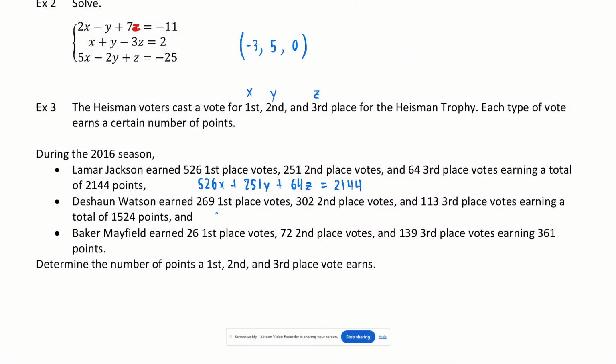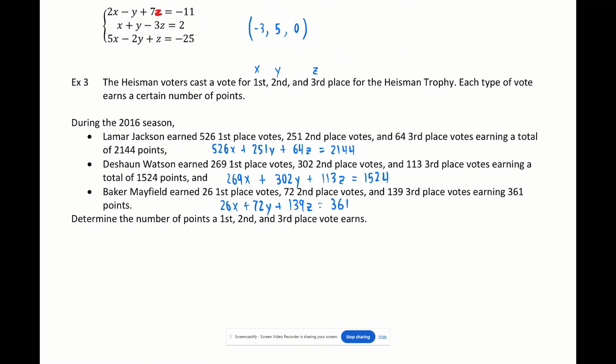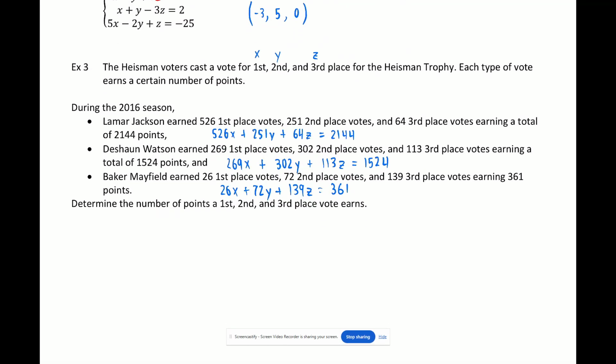Deshaun Watson, he had 269 X's, first place, plus he had 302 second places, Y's, plus he had 113 Z's, and that gave him a total of 1,524 points. Lastly, you've got Baker Mayfield. He only got 26 first place votes. He got 72 second. And he got 139 third. For a total of 361 votes. So I want to figure out, well, how many points were first, second, and third place? I'm trying to find out what is X, Y, and Z.